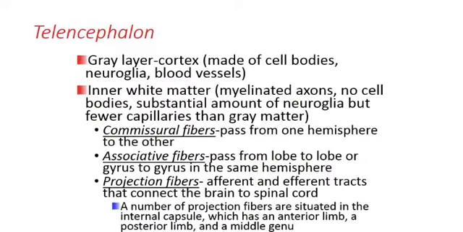So in the telencephalon, we have the gray layer, which is the outside cortex, made of cell bodies, glial cells, blood vessels, and then the myelinated axons that comprise the white matter. There's no cell bodies, but a substantial amount of neuroglia, but fewer capillaries than gray matter. The glial cells in the inner white matter are predominantly oligodendroglia because they're forming the myelin sheath.